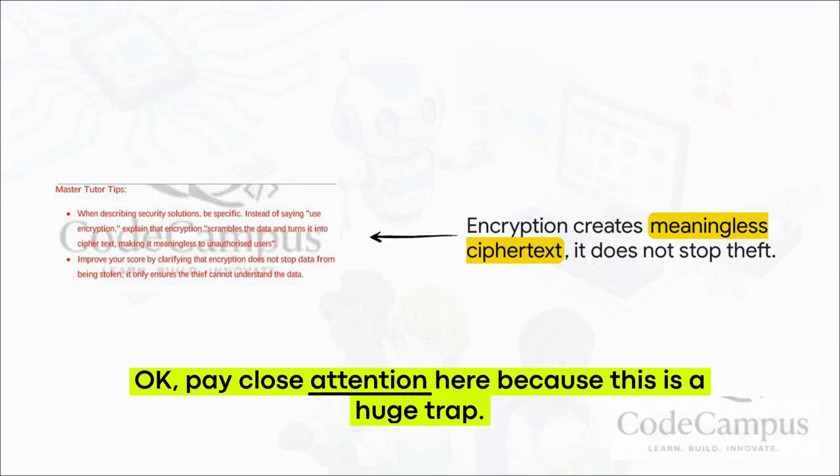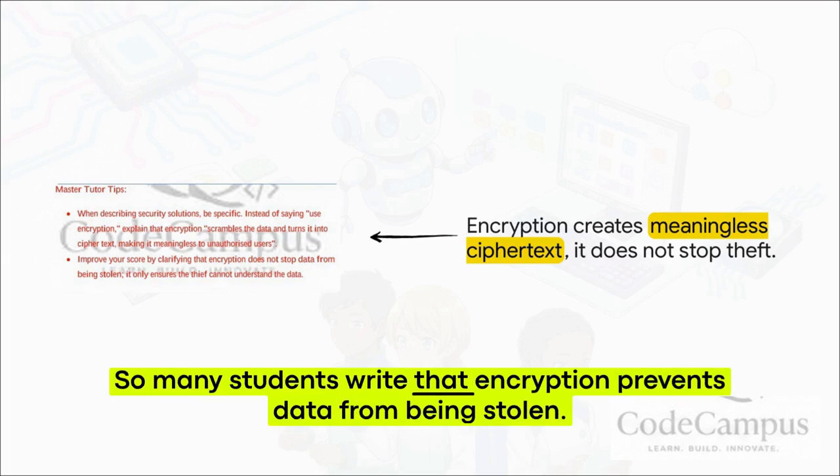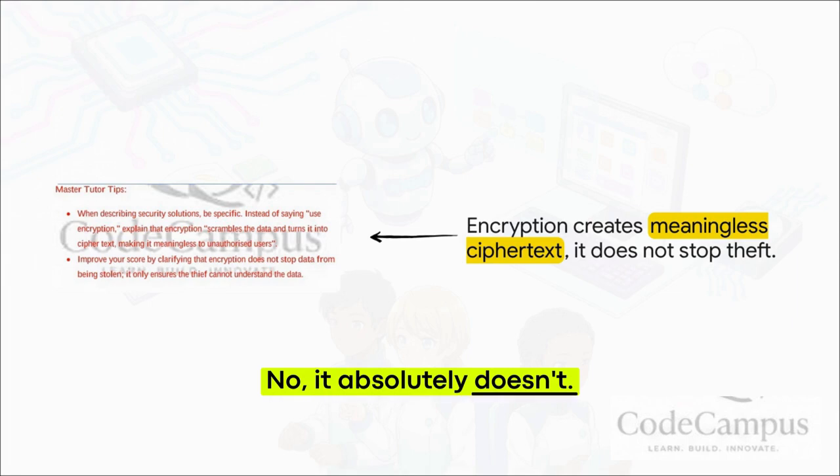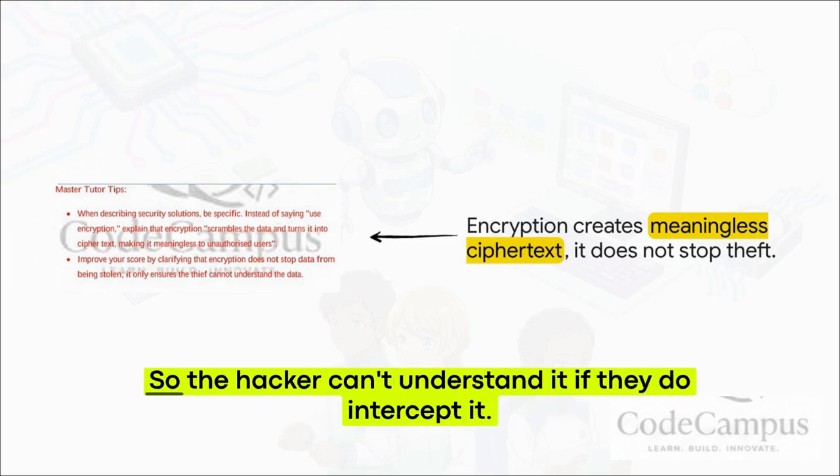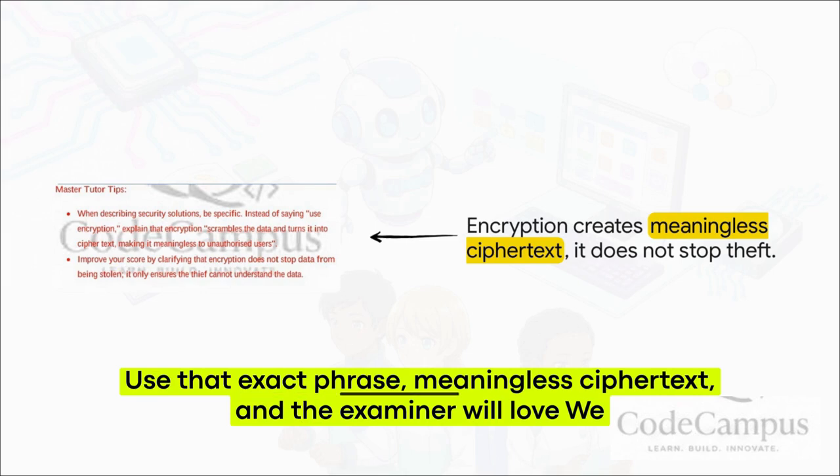Okay, pay close attention here, because this is a huge trap. So many students write that encryption prevents data from being stolen. No! It absolutely doesn't. It just scrambles the data into what we call meaningless ciphertext, so the hacker can't understand it if they do intercept it. Use that exact phrase, meaningless ciphertext, and the examiner will love you.